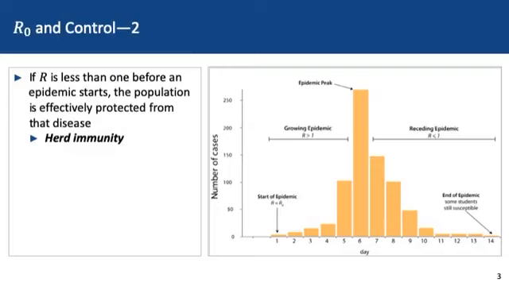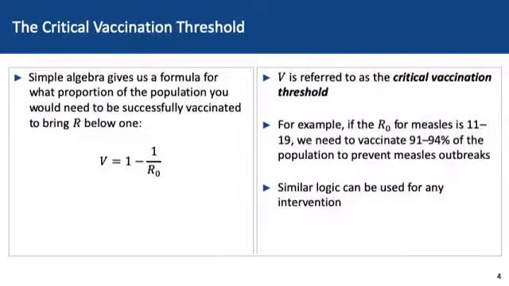And if R is less than 1 before an epidemic starts in a population, that is before the disease is introduced into a population, the disease can't take off. And the population is effectively protected from that disease because that initial index case that comes into the population won't cause, on average, another full case. And this is often called herd immunity, this idea that if you have enough immunity in a population or get R less than 1 in the population, introduction of a disease can't cause it to take off. So this concept of herd immunity is important in planning for disease control.